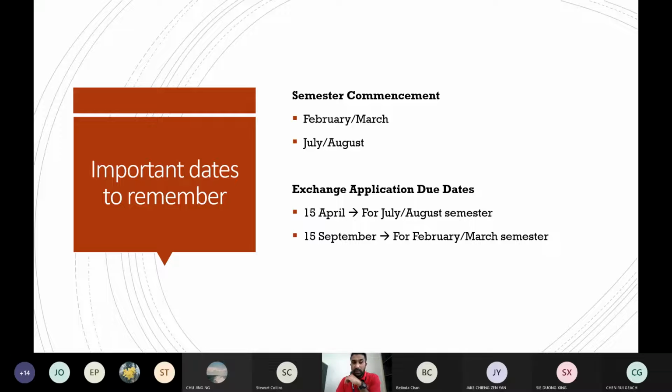So the next one is the important dates to remember. The semester commencement in Melbourne is end of February or the first week of March, and the second half will be July, August. Each year the dates differ, so always check with me before you submit your application, all right? And below are the cutoff dates for the application. If you're planning on applying for the second half of the year exchange semester, then you need to apply before 15th of April. If you're applying for the following year, for the February or March semester, then you need to submit your documents before 15th of September.